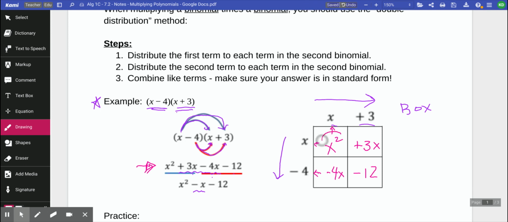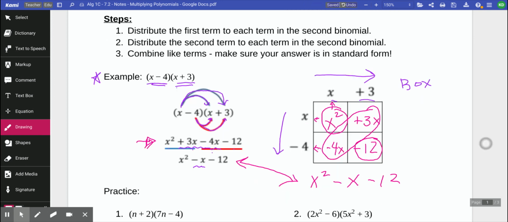So I'm going to start with my biggest exponent, which is x squared. Then our next biggest exponent is x. So you'll see these tend to line up on the diagonal. Not always, but often. So those combine to negative x. And then finally, our constant term is negative 12. So we get the same exact answer, right? Either way, there's two methods of doing the exact same thing.